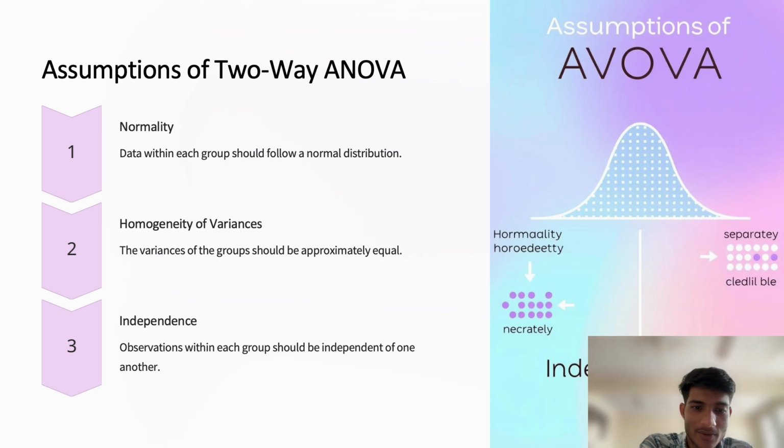Assumptions of two-way ANOVA. Number 1, normality: data within each group should follow a normal distribution. Number 2, homogeneity of variances: the variances of the groups should be approximately equal. Number 3, independence: observations within each group should be independent of one another.